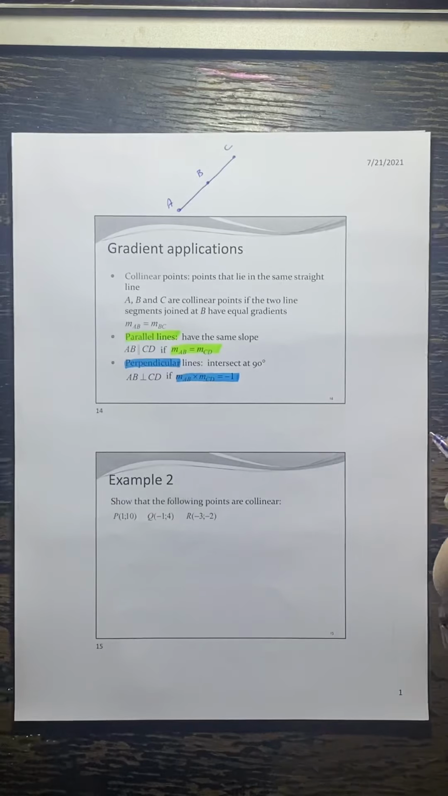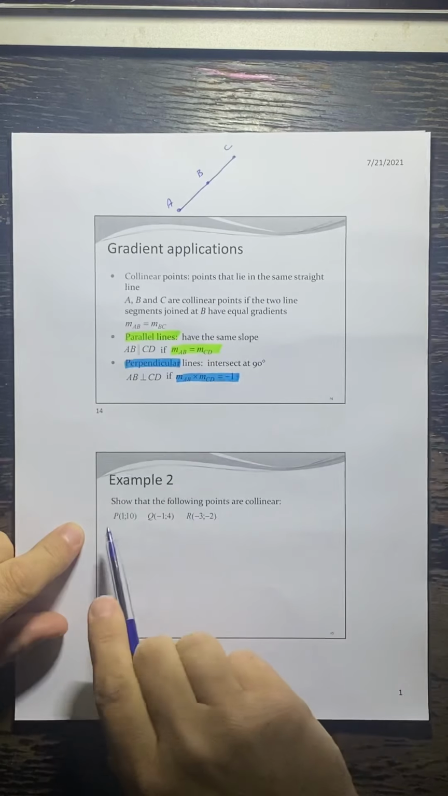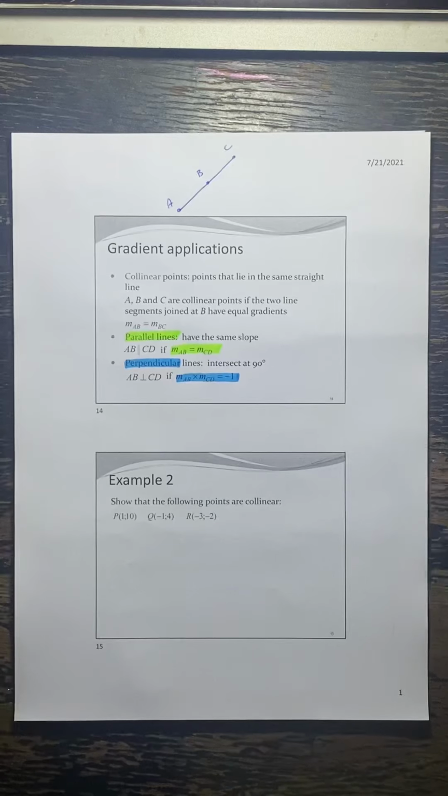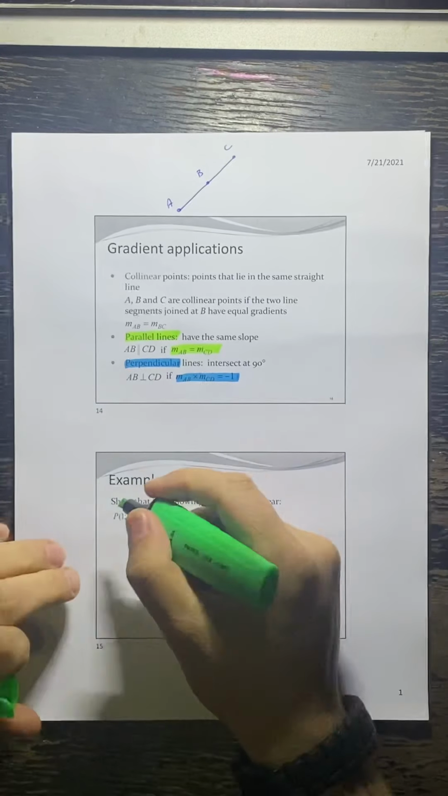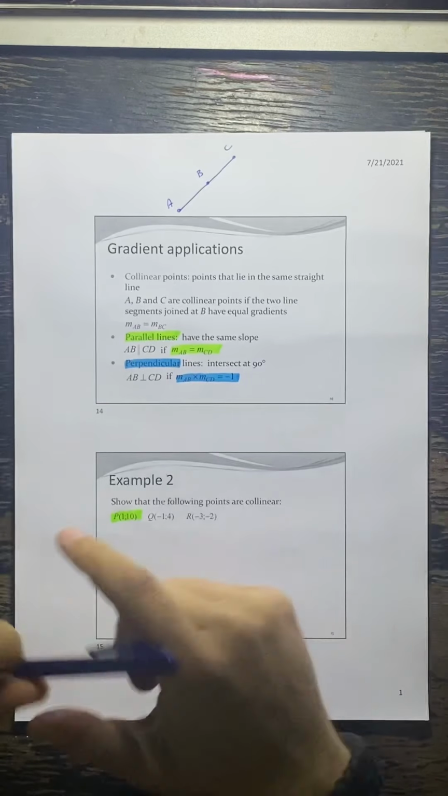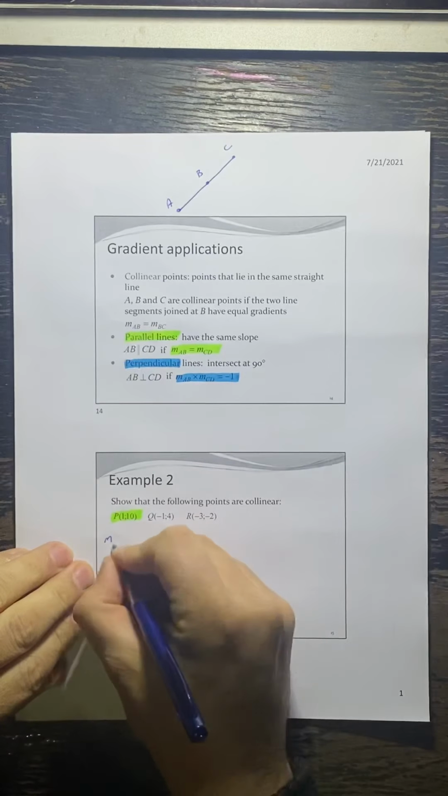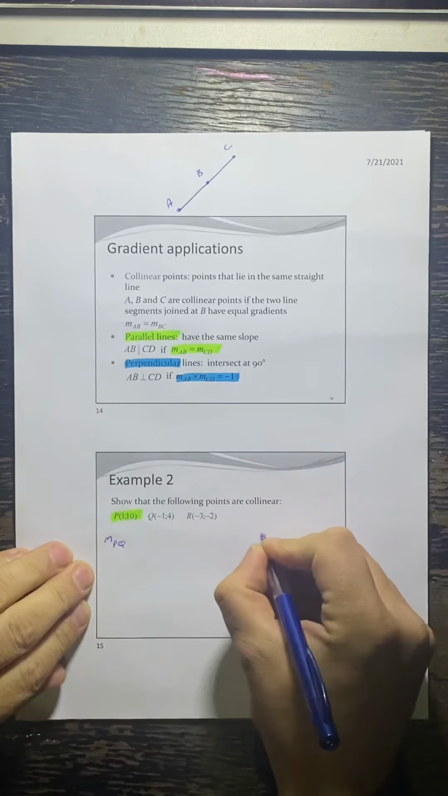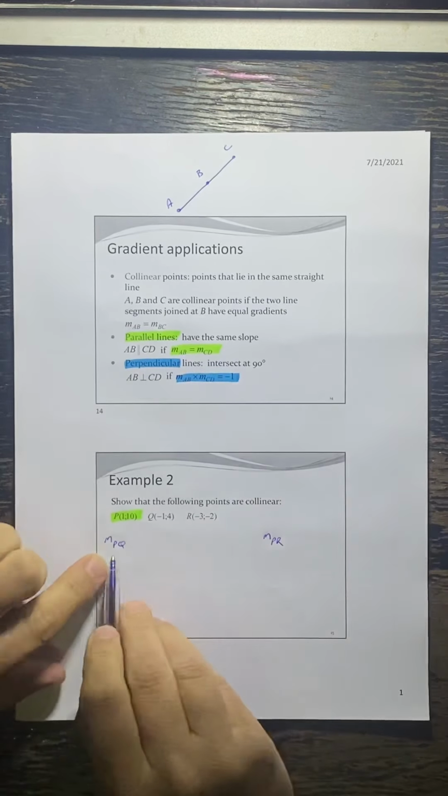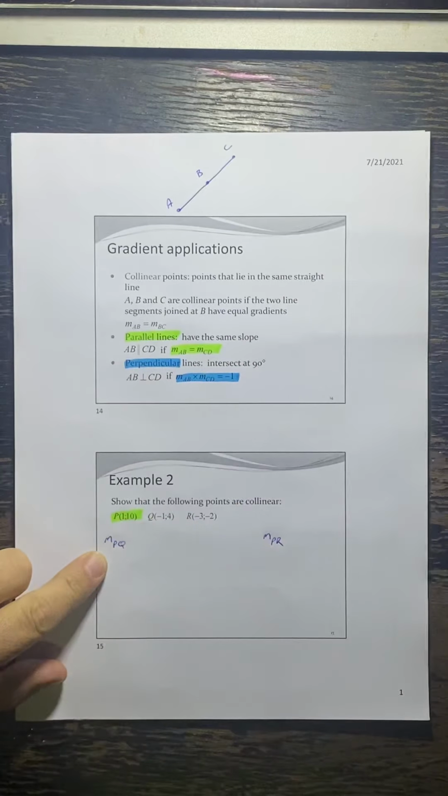Okay, so if we look at example 2, it says here, show that the following points are collinear, P, Q, and R. Now, when you're trying to show something is collinear, you're always going to choose an anchor point, okay? And I'm just going to choose P as my anchor point. What that means is I'm going to find the gradient of PQ, and then I will find the gradient of PR. As you can see, P is in both of them, and that's what I mean by an anchor point. It's just common to both of them.